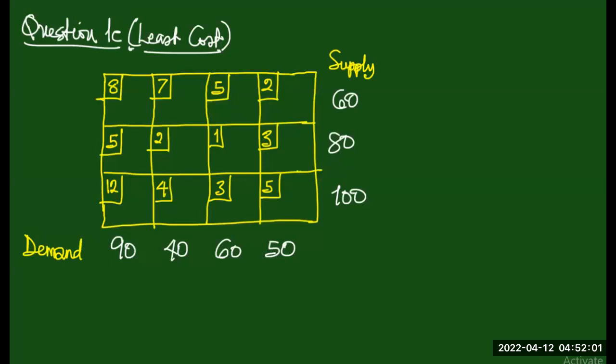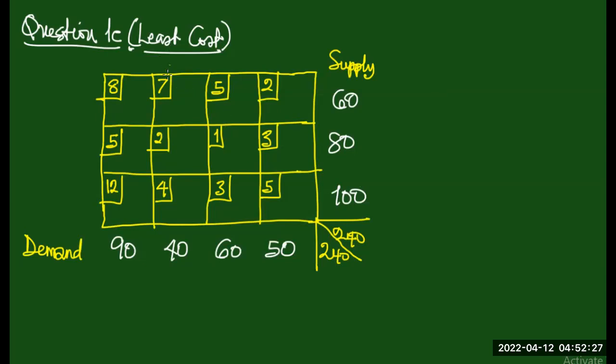The first thing I said we do is to check whether it's balanced. We checked by adding the whole of this. We got 240. We also added the whole of this and also got 240. So we said demand is equal to supply. So how many basic solutions are we going to have? We're going to have 6, right? We mentioned m plus n minus 1.